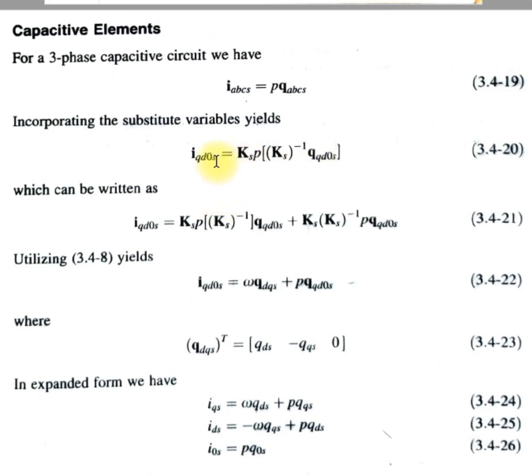Now, this could be further written as, we are taking P is nothing but d by dt, so d by dt of the first term. So Ks into P into Ks inverse, and the second term remains as it is, that is Q of QD0S, plus Ks into Ks inverse, first term remains as it is, and d by dt or P of the second term, that is Q of QD0S.